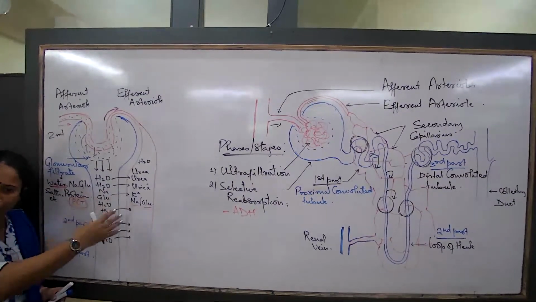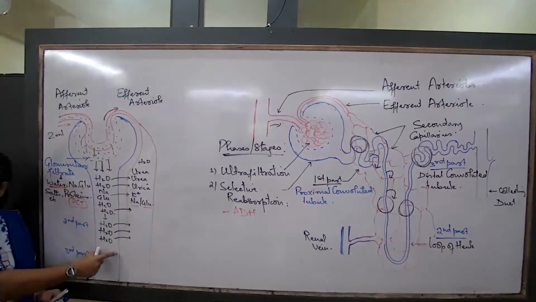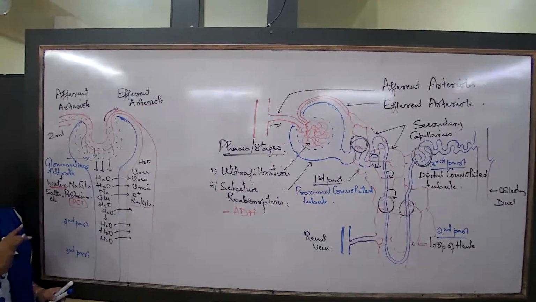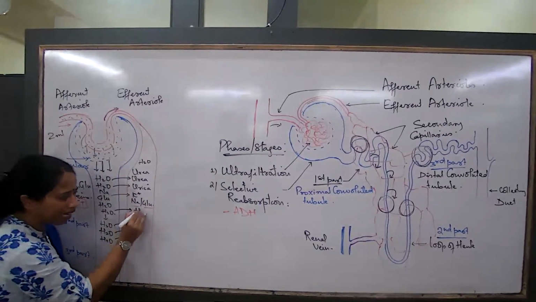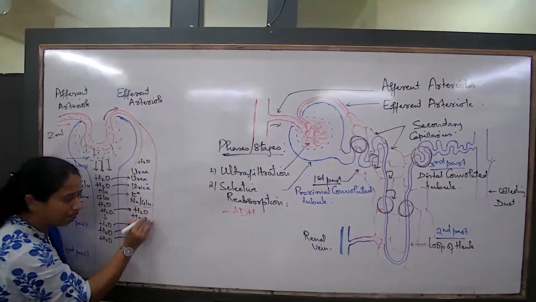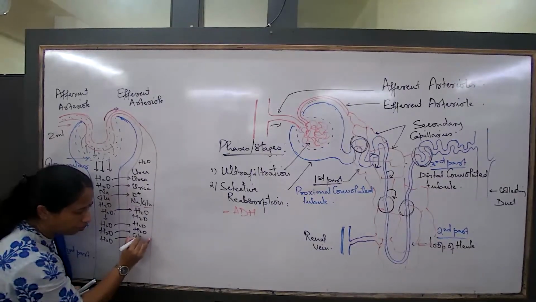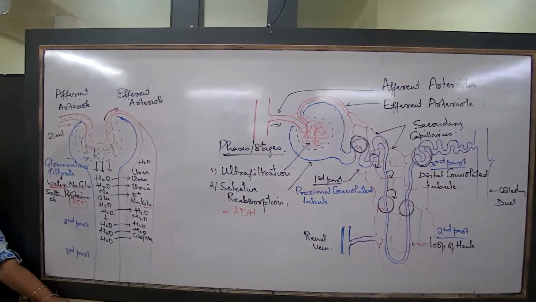A huge amount of water, salt, sodium, glucose. What is the second part? Again, a huge amount of water. So by the end of the loop of Henle, what has happened here in the blood? Yes, the blood has got back enough amount of water now, sodium, glucose. Yes, the composition is almost reviving back.